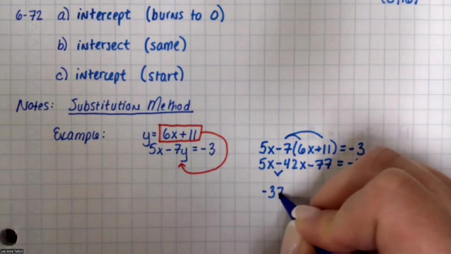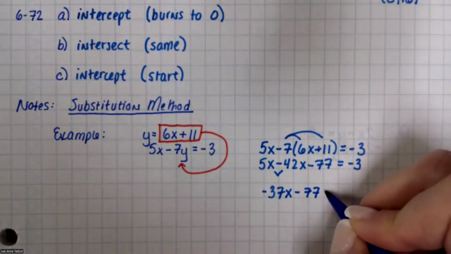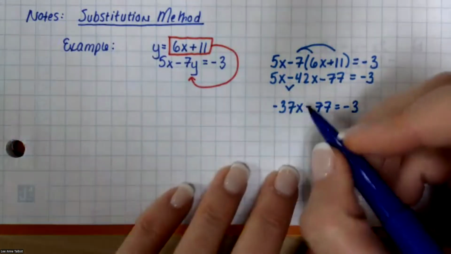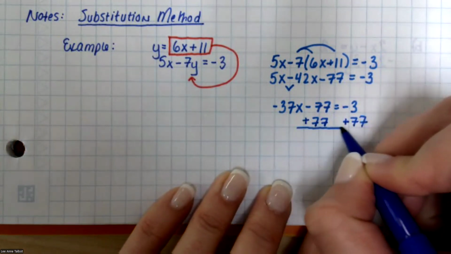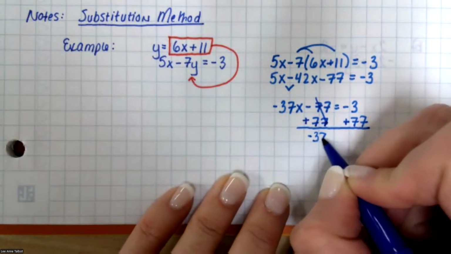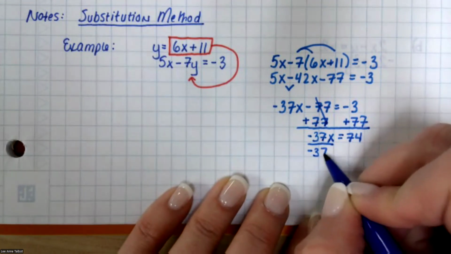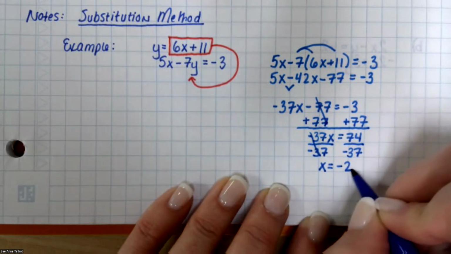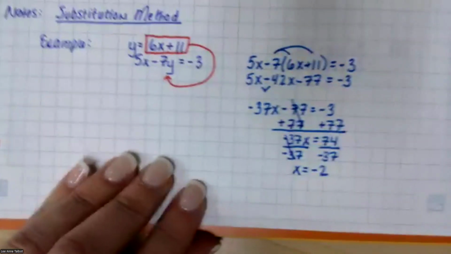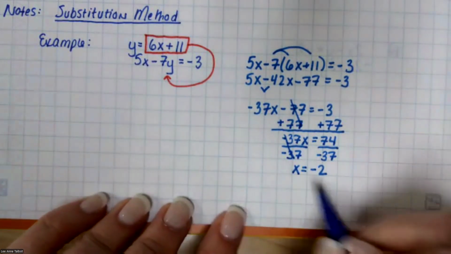That's okay. I got this. -37x minus 77 equals -3, plus 77. -37x equals 74. Oh, that comes out evenly. Yay. Okay, and then I'm going to put that in the box.